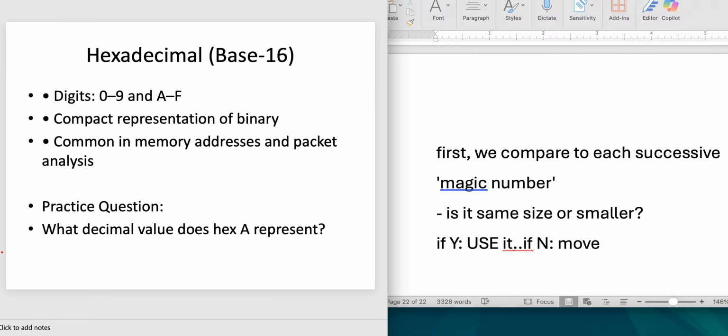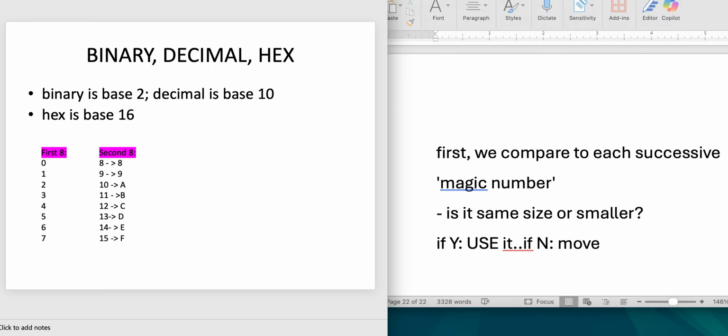Okay, and hexadecimal, which is base 16. Base 16 only uses the digits 0 through 9 and A through F. And hexadecimal is what we call a compact representation of binary. So here is an example. Binary is base 2, decimal is base 10, hex is base 16. So the first 8 of hexadecimal is 0 through 7, with 0 being the first instance and 7 being the 8th instance, as you can see.